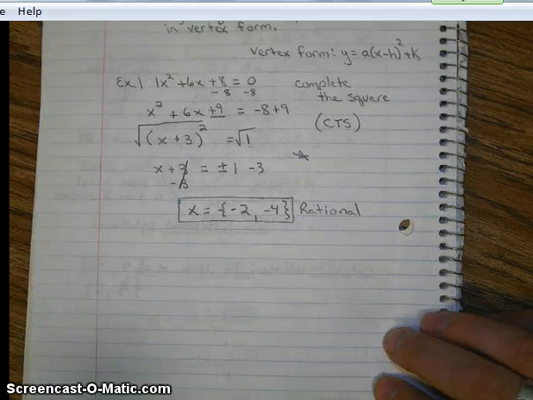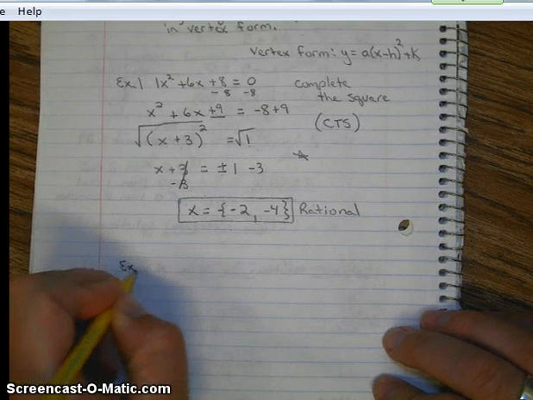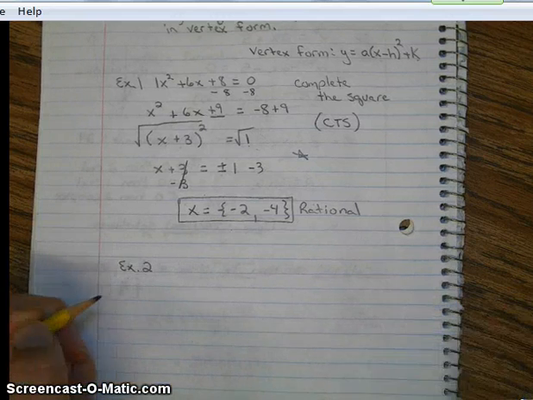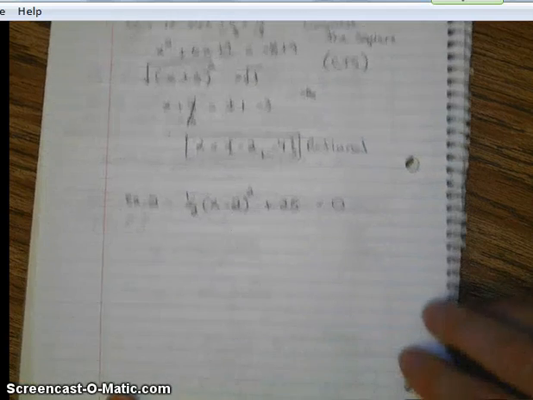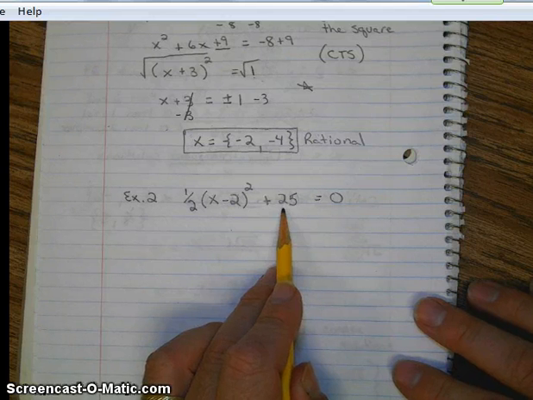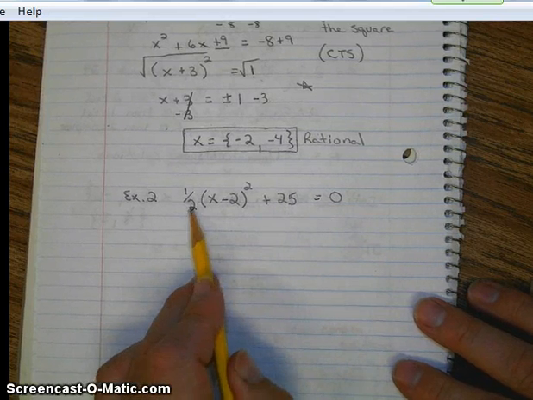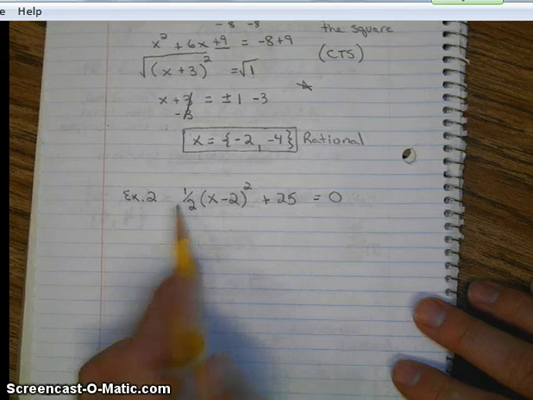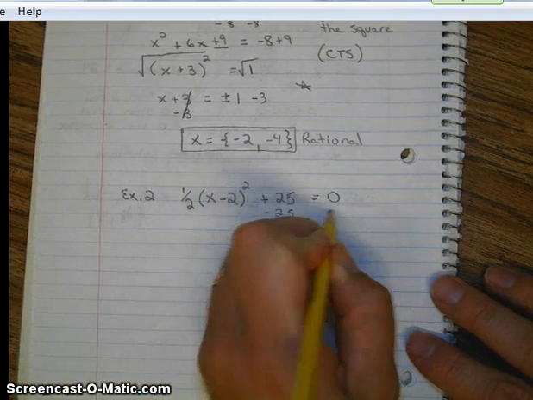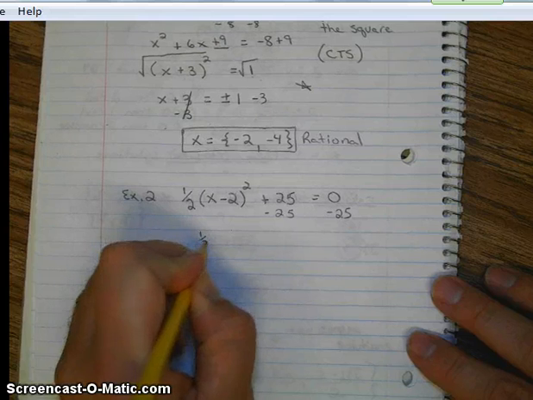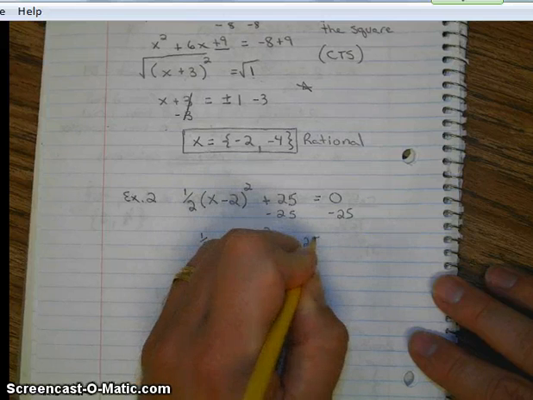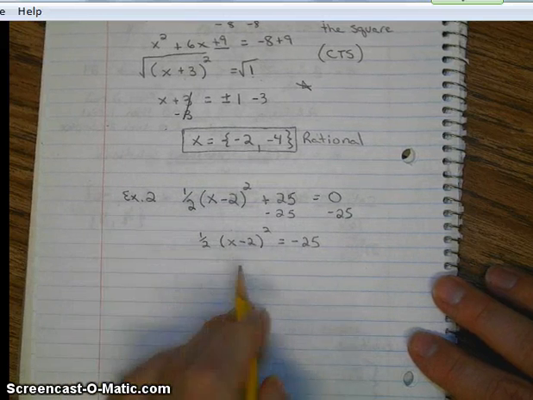Okay, let's look at another example, example 2. Okay, let's take a look at this one. Here we have a vertex of 2, 25, and we have a vertical compression of 1/2, and it's in vertex form, so we can go ahead and just solve this. So we undo adding and subtracting first. And then we want to undo multiplying and dividing.